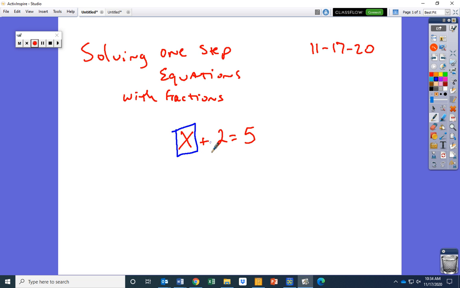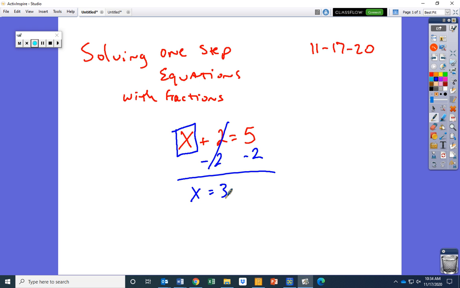So how do I get rid of a plus 2? I would do minus 2 here, and I do the same thing over here. What happens to these? They cancel out, and then I have an x, and what's 5 minus 2? 3. And I know that you can do that one in your head.